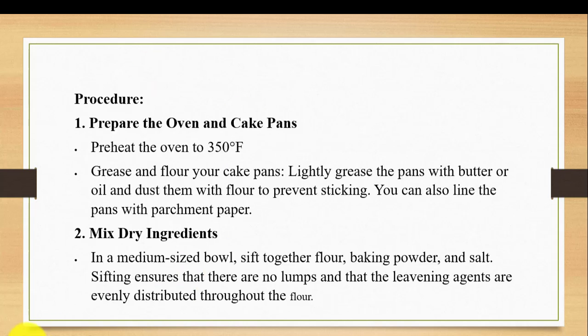The procedure to follow: prepare the oven and cook the cakes. Preheat the oven. In preparation of a cake, you need the temperature. The temperature will determine the time for making your cake. Prepare the cake pans. Grease the pans with butter or oil, and dust them with flour to prevent sticking. It is normally done. Line the pan with parchment and prepare.